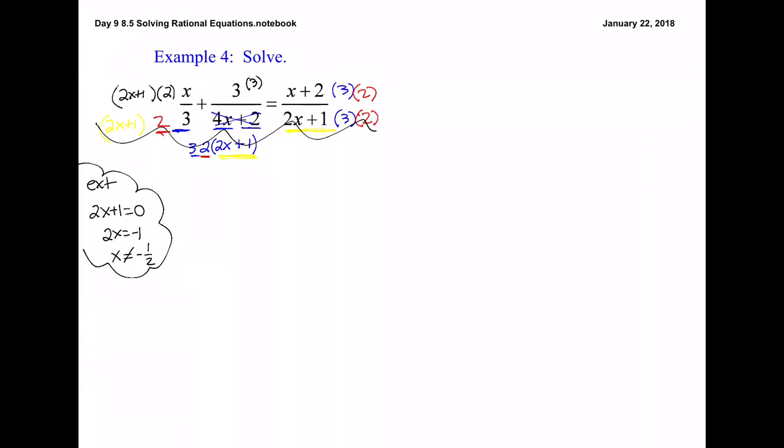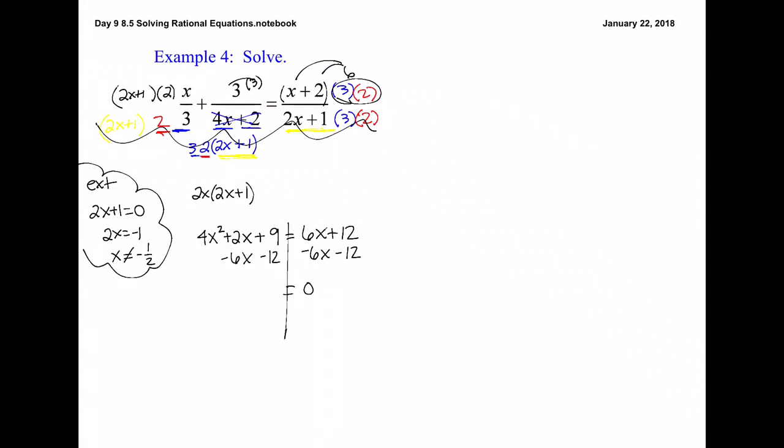Cross out your denominators after you find your extraneous solutions. So 2x times 2x plus 1 gives us 4x squared plus 2x. 3 times 3 gives us a positive 9. 6 times x plus 2 gives us a 6x plus 12. I'm going to subtract my 6x, subtract my 12. Put those under my like terms. It's now set equal to 0. I have 4x squared minus 4x minus 3.